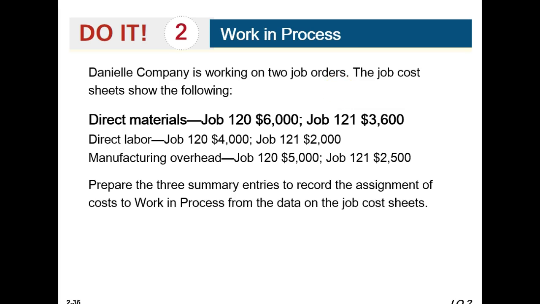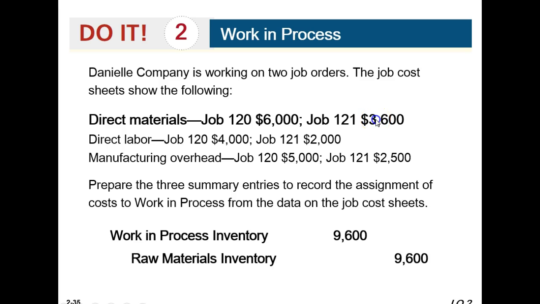So, as you see here, we're going to take our work in process inventory, 9,600, the 6 and the 3.6, and we're going to credit raw materials because we're taking it out of our raw materials inventory because we've requested it because we're using those goods now in a product.